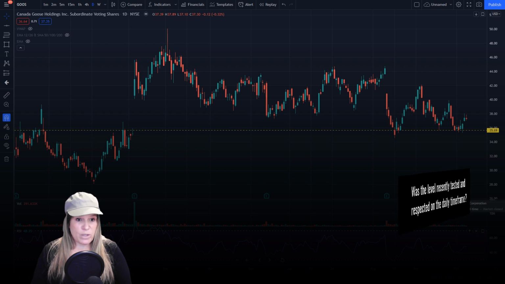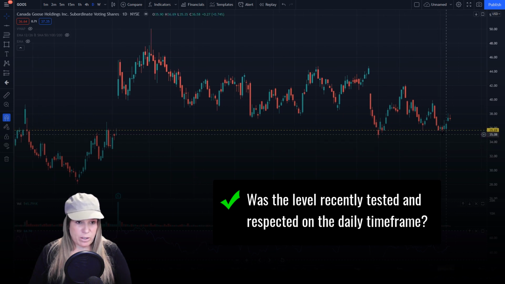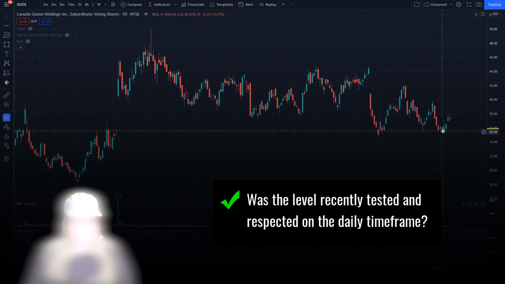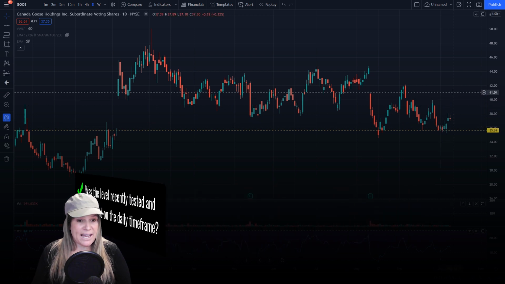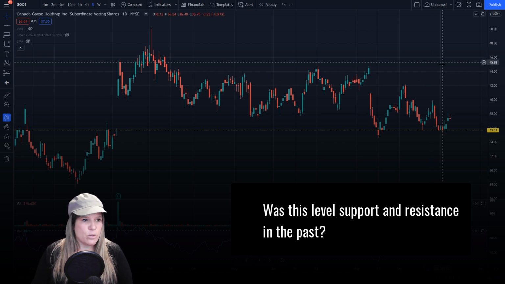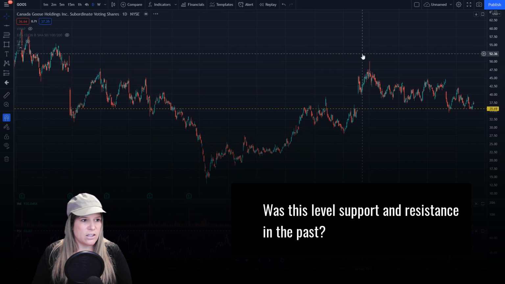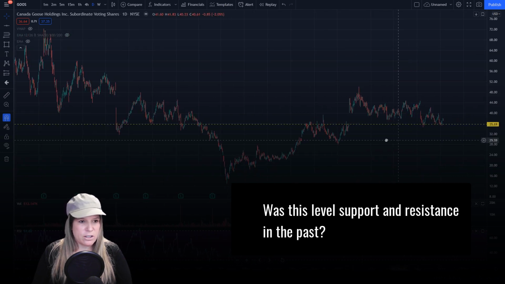So the first question we want to ask is, was this level recently tested and respected on the daily time frame? And so since we got this level from the daily time frame, because we know it was a daily double bottom, the answer to that question is yes. Now, the next question we want to ask is, was this level support and resistance in the past? Okay, I'm just going to zoom out a little bit on the chart. So we're looking at a longer period of time here.